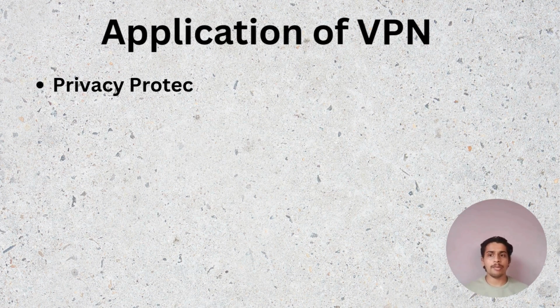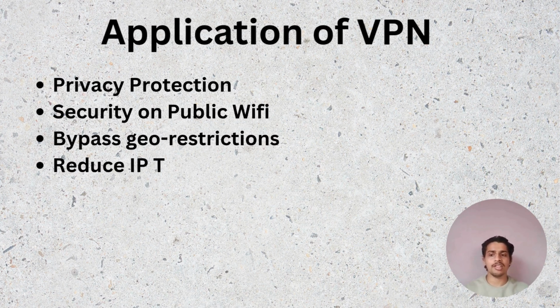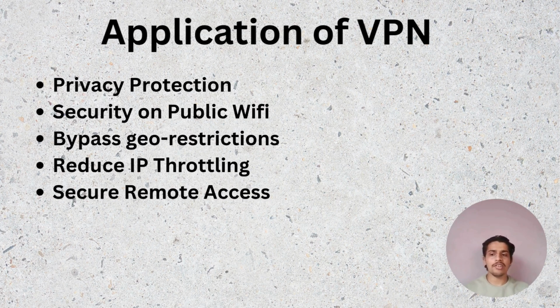Let's discuss the applications of VPN. It provides privacy protection that hides your IP and encrypts traffic so ISPs, advertisers, and third parties can't easily monitor your browsing. It provides security on public Wi-Fi that encrypts and protects login and personal data on unsafe networks such as airports, cafes, etc. It changes your apparent location by routing through another region server, unlocking region-limited sites or services.